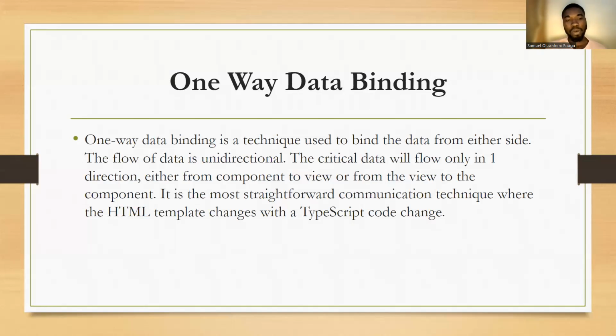One-way data binding is a technique used to bind data from one side to the other. The flow of data is unidirectional. The data will flow only in one direction, either from component to view or from the view to the component. It is the most straightforward communication technique, where the HTML template changes with the TypeScript code change.